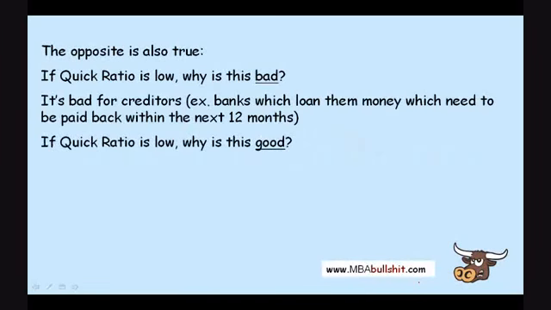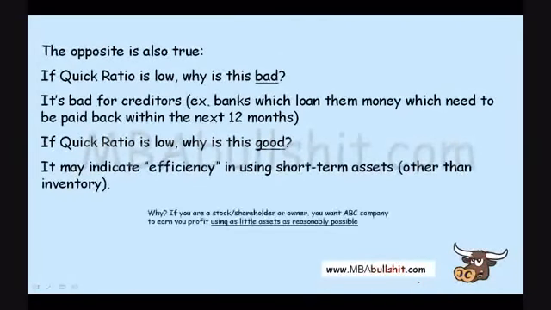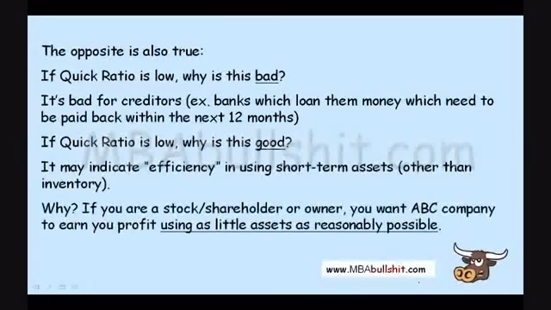If the quick ratio is low, it could be good, because it might indicate efficiency in using short-term assets other than inventory, of course, because it does not include inventory. If you're a stockholder, a shareholder, you want ABC company to earn you profit using as little assets as reasonably possible. And if you have a low quick ratio, this indicates that maybe you're not using much assets, but you could still be earning a good amount of profit.